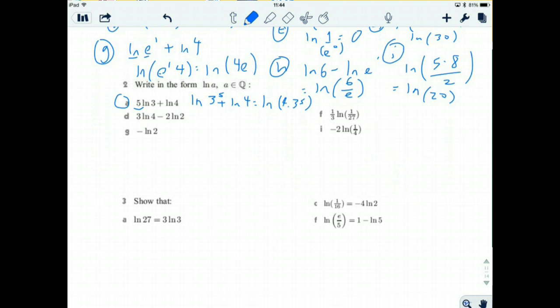So 3 to the 5th is 81 times, one more time, times 3, that would be 243 times 4. Now we have to use a calculator.